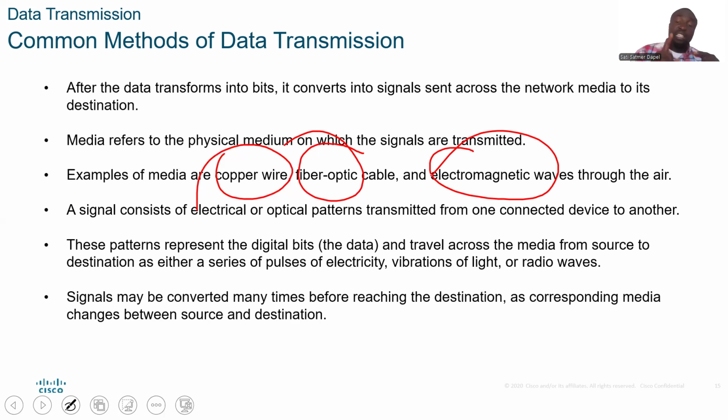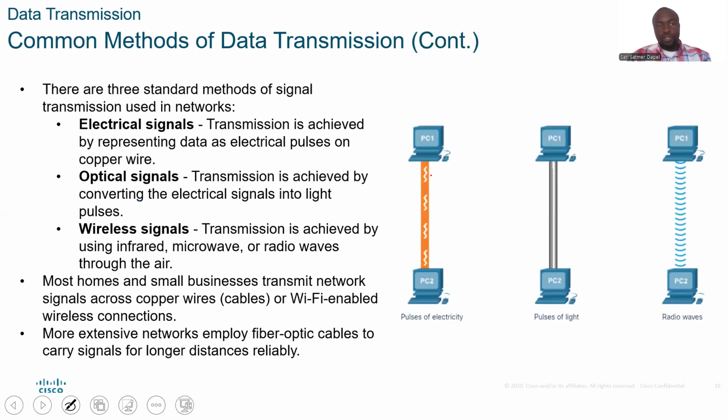Remember, before it's transmitted into this medium, it must be converted into a machine understandable form. That is the bits we are talking about. So these patterns represent the bits or the data, and they travel across the media from source to destination. Signals may be converted many times before reaching the destination as the media changes. So if I'm using copper cable, and at some point I'm using fiber optic, and at some point I'm using wireless, the data will be converted at those points.